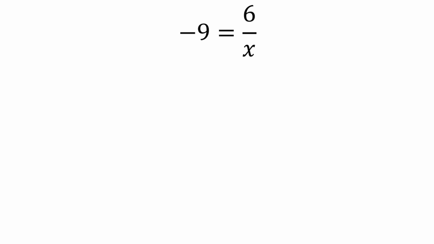You've most likely solved equations like this, where you have a variable in the denominator. The way to solve for x is to multiply both sides of the equation by x. This will cancel the x from the denominator on the right-hand side. This leaves us with negative 9x is equal to 6.